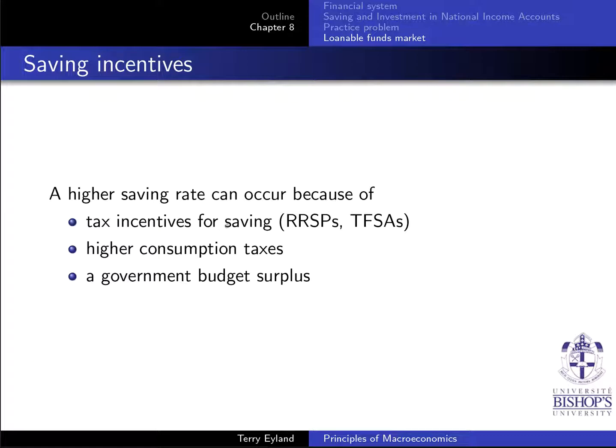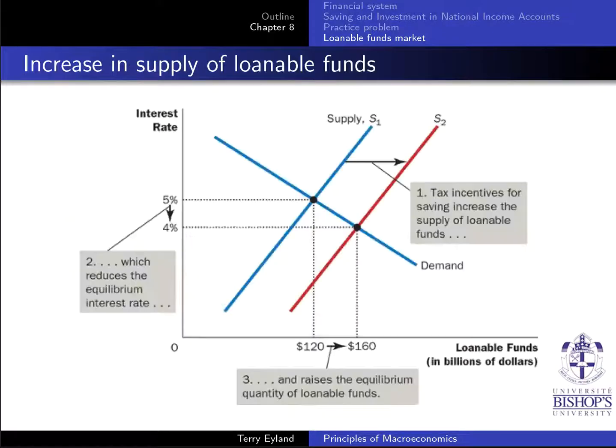So anything that could make it more beneficial to save more, such as tax incentives on savings or higher consumption taxes, because essentially if you think of your after-tax income, some of it goes to consumption, some of it goes to savings. So if consumption is less appealing, savings will be more appealing. There's tax incentives. Or if there's a government budget surplus, so if they get a bigger surplus, there's going to be more public saving, which is going to lead to more national saving. So all of these can shift the supply curve.